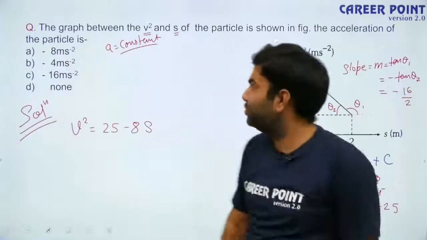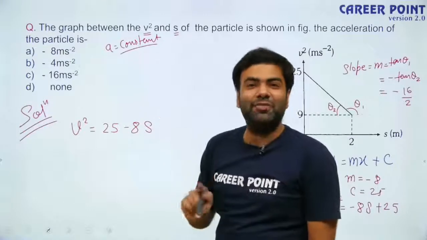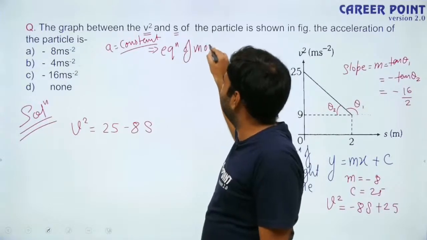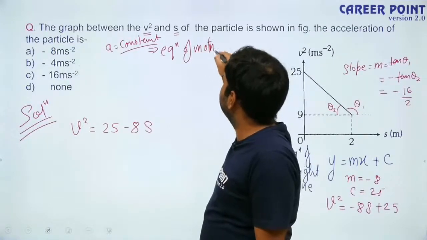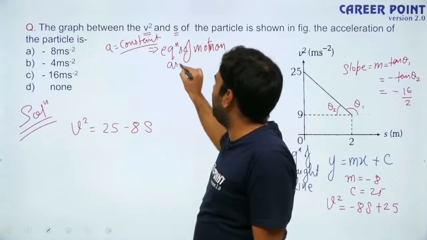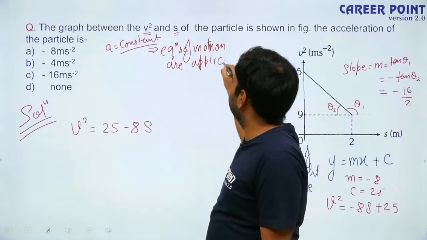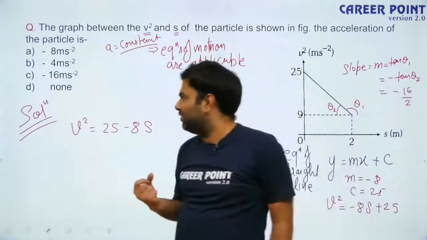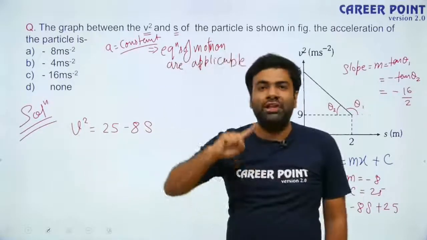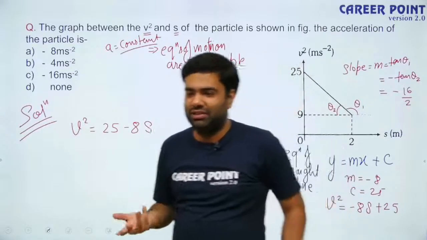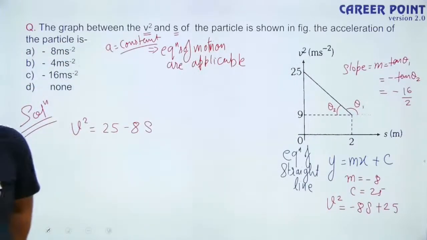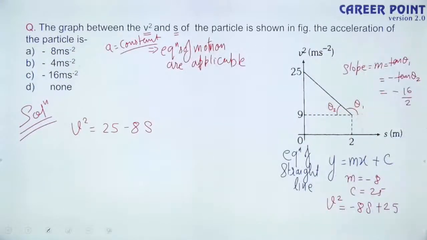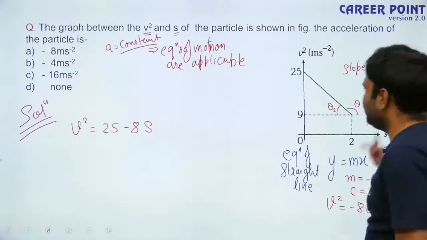As you know, because acceleration is constant, and when acceleration is constant, equations of motion are applicable. Do we have any equation which gives the relation between v square and s? You can compare that equation with this equation and you will get the acceleration. m is equal to minus 8.